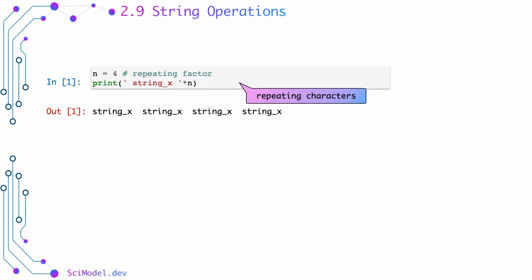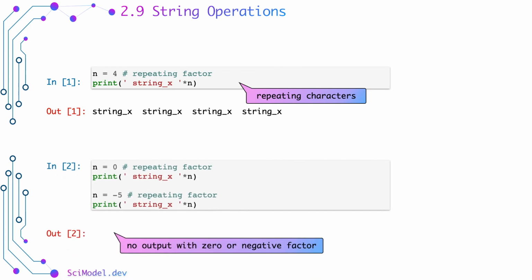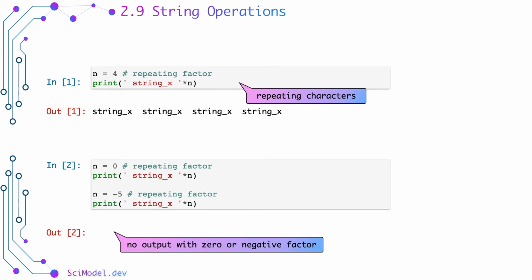The second string operation is character repetition using a multiplier. Suppose you have a string x and you want to repeat this character n number of times, then you need to multiply the string by n. This multiplication is not a numerical operation, as the multiplication operation here is used for repeating characters. Multiplying a string by 0 or a negative number will not provide any output.